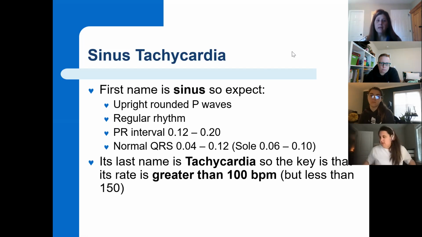Okay, so the first name again is sinus. So you're going to see again the upright, nice rounded P waves. Our PR interval is going to be normal, 0.12 to 0.20. Our P to Ps and our Rs to Rs are going to be regular. Our normal QRS. The difference here is that the last name of this is tachycardia. So we know that the rate is going to be greater than 100 because we know that normal sinus rhythm is 60 to 100. So if we're faster, if our last name is tachycardia, we're going to be greater than 100. That's it. Don't overthink it. Okay?